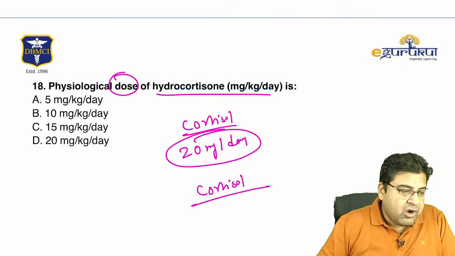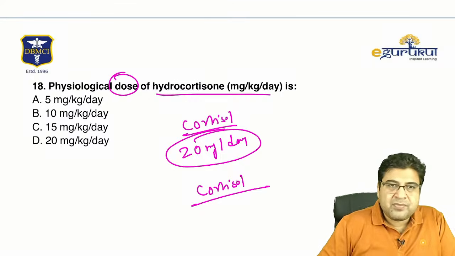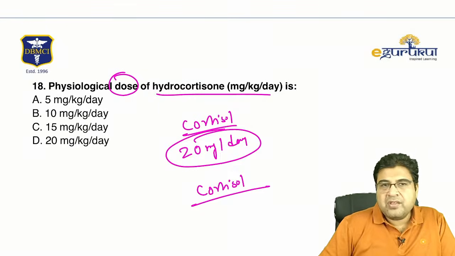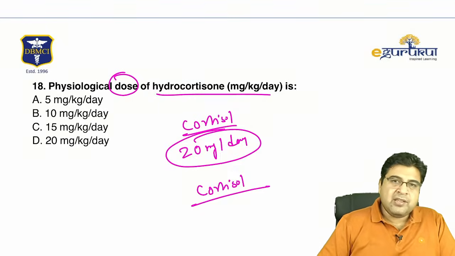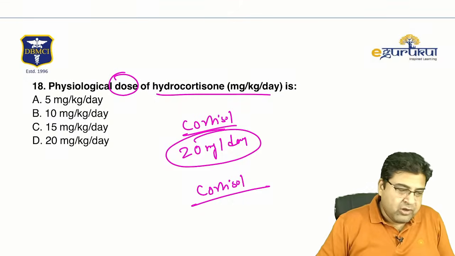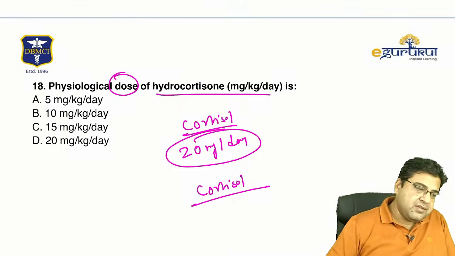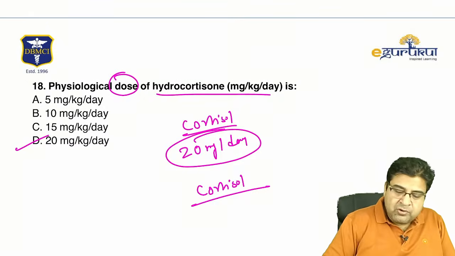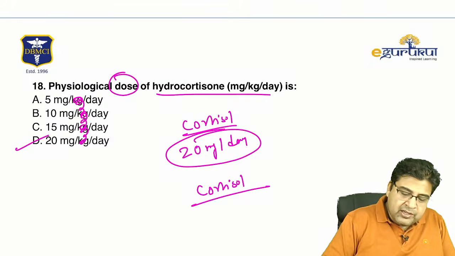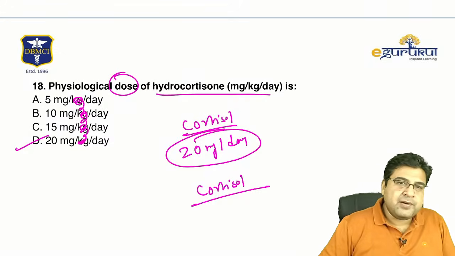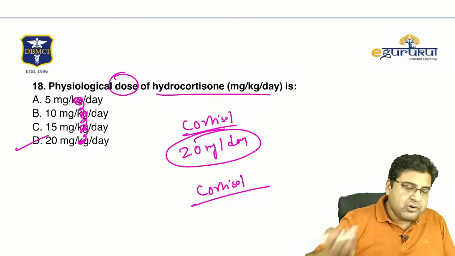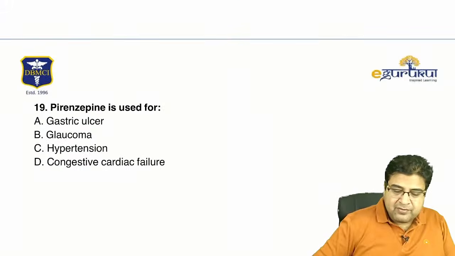So if you are not a person who takes a lot of stress, then daily in your body 20 milligram of steroid is released, right? So here they're asking the physiological dose, 20 milligram, not per kg. So 20 milligram per day is released, right, guys? But if you take a lot of stress, more steroid hormone is released. So take less stress in life.